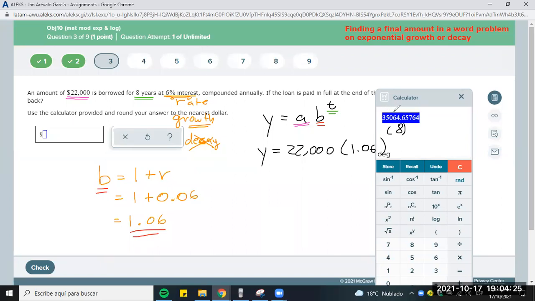What this person is going to pay, after borrowing only $22,000, is $35,065, because this rounds up. So that is what I'm going to write here: $35,065. That was a very high interest.